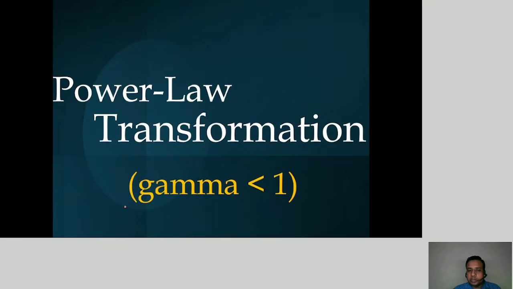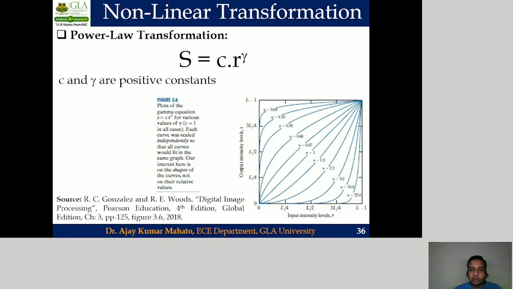In power law transformation, we are discussing the case study when gamma is less than 1. Once again, the general equation of power law transformation is S equals C R to the power gamma, where R is my input intensity level, S is my output intensity level, and C and gamma are constants. Just now we have plotted the transformation curve for gamma equals 0.2, and we determined the value of the constant C is equal to 1.